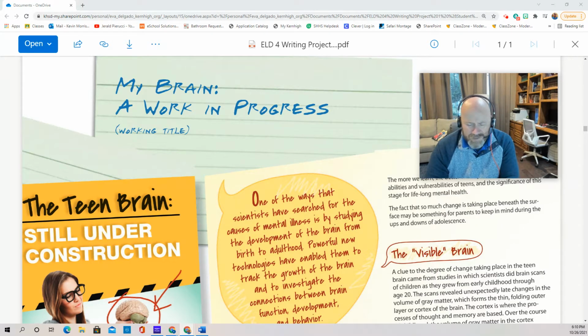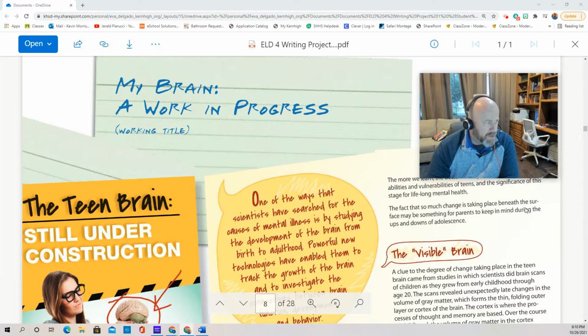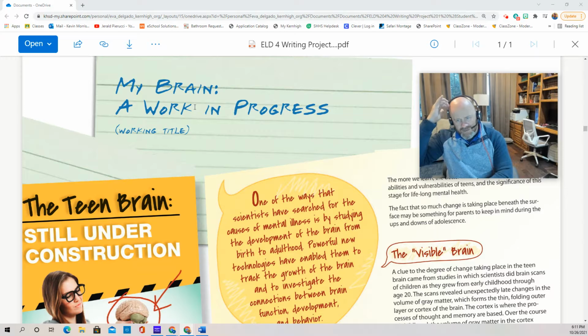Okay, I'm imagining that you guys are flipping through the pages here. Okay, what you see here is a student has done some research. They've collected some sources, they're doing some research. What is the topic being researched? Well, if you look here on that first page, they've given a working title here. That's kind of what they're going to research. My brain, a work in progress.